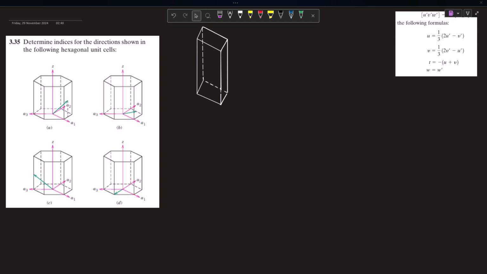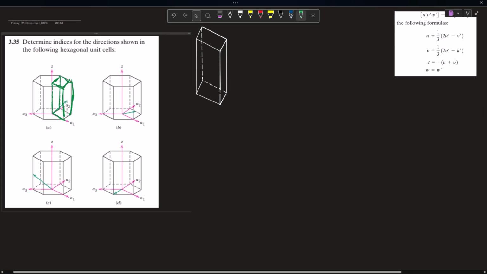So we'll be attending to these 4 questions under direction for hexagonal unit cell. Right, so for A, let's start by lighting our parallel pipes. So doing this, we are able to tell that this arrow coming from this origin is leaning on this wall and it is half in height.